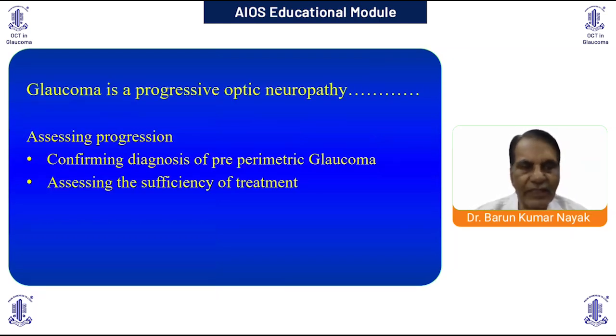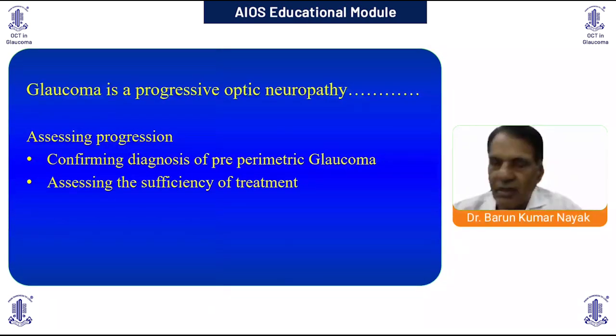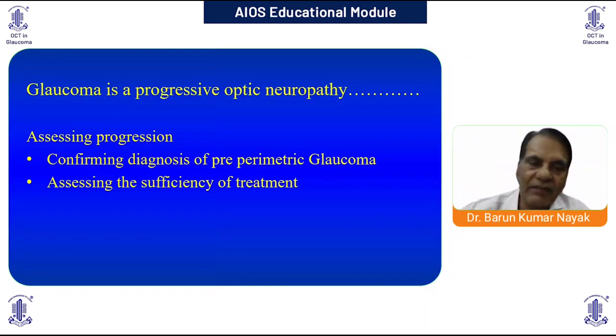Secondly, we should realize that glaucoma is a progressive optic neuropathy. Therefore, assessing progression is very important, for two reasons. One is for confirming the diagnosis of pre-perimetric glaucoma, because unless it shows progression, we cannot say for sure that the diagnosis of glaucoma is right. The second is assessing the sufficiency of treatment.